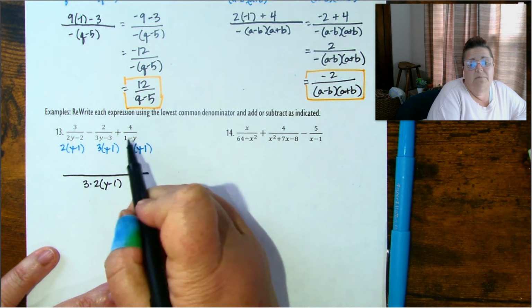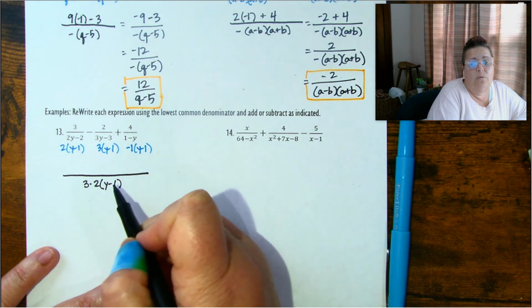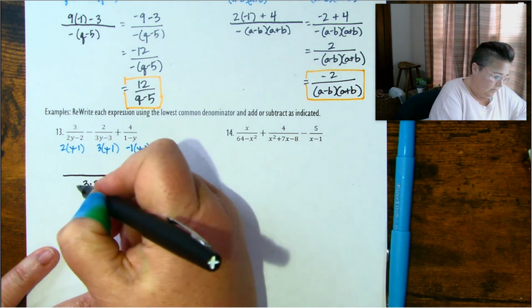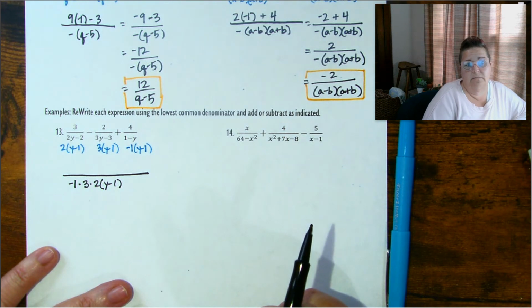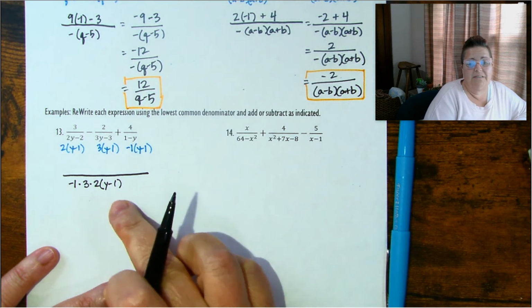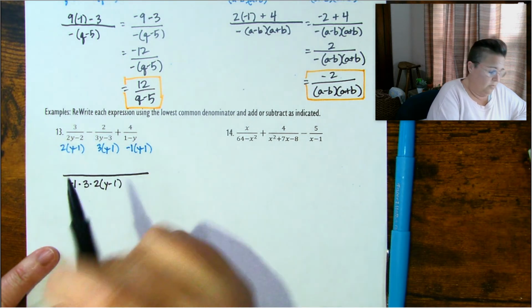And now do the same thing for the third denominator. I already have the y minus 1, but I don't have the negative. So I'm going to multiply that by a negative 1 as well. Once I have my common denominator, then I'm going to go with my numerator.